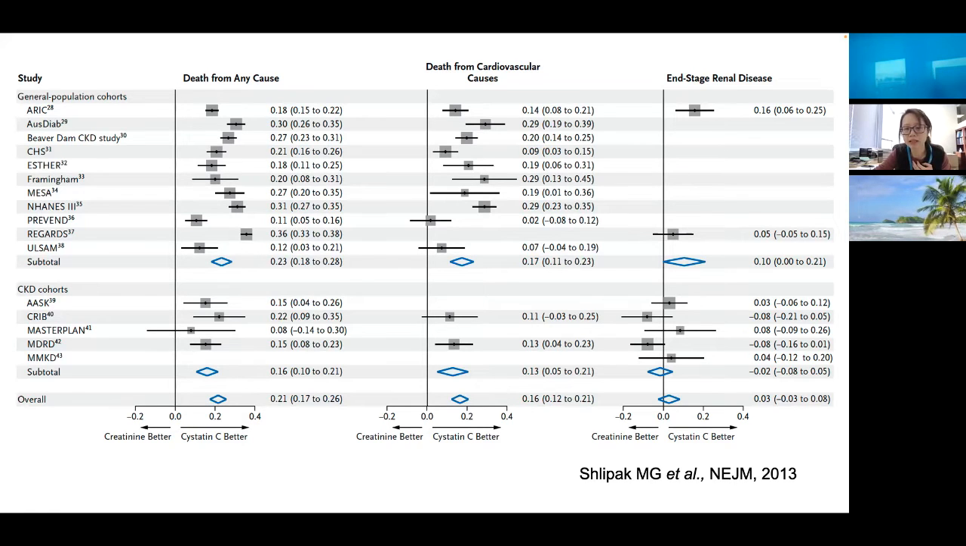Based on this finding, the authors conclude that the use of cystatin alone or in combination with creatinine can strengthen the association between eGFR and the risk of death and ESRD across the diverse population, even in those who do not have underlying chronic kidney disease.